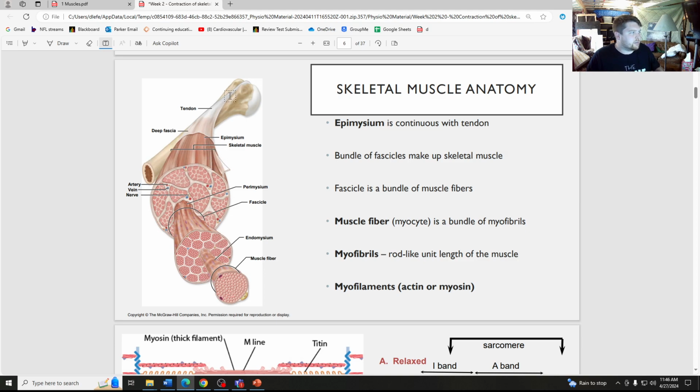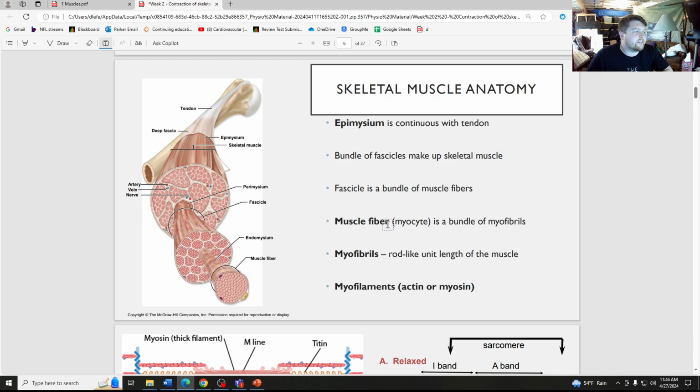It also goes continuous with the tendon. The epimysium keeps all of this together as a big bundle. We look at each of these different individual bundles, and then we get a perimysium. Epi meaning the outermost, peri being more in the middle, and then we also have endomysium. Okay? So epimysium, perimysium, endomysium. It gets smaller and smaller until we get all the way down to the endomysium, which wraps around a muscle fiber.